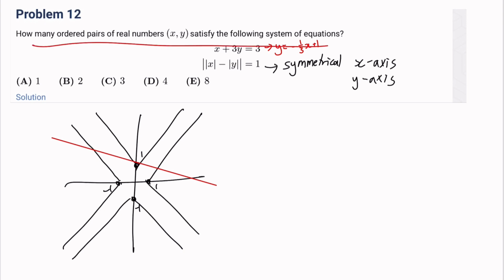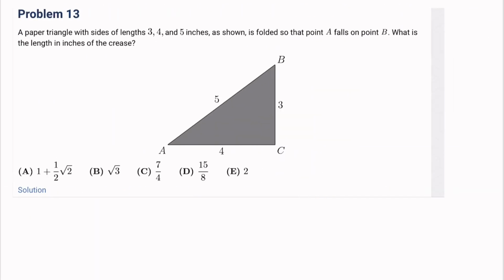And then how many ordered pairs satisfy both of these? So we need to find the intersection points. And we have 1, 2, 3 intersection points. That the answer is 3, it's C.